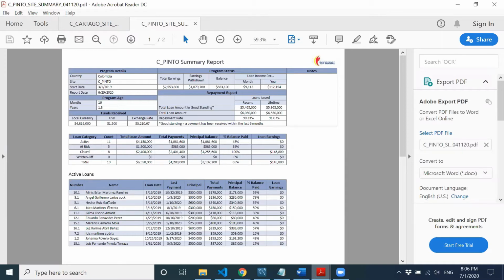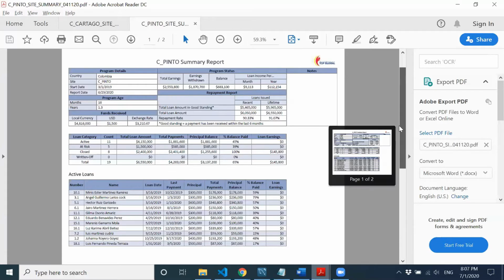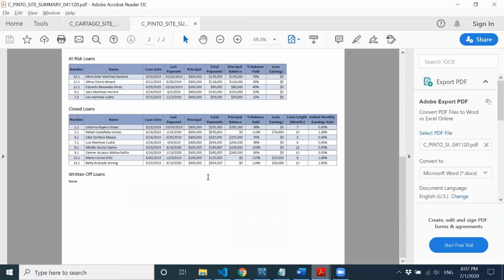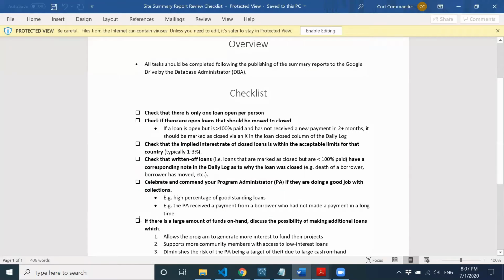You could easily do this by looking at the loan number, the loan ID. The first number before the decimal place corresponds to the person. So if you see two tens in here, or two of any number, that means there are two open loans with the same person, and that's something you would flag and talk to the program administrator about. So that's one thing to check. It would be in that column.